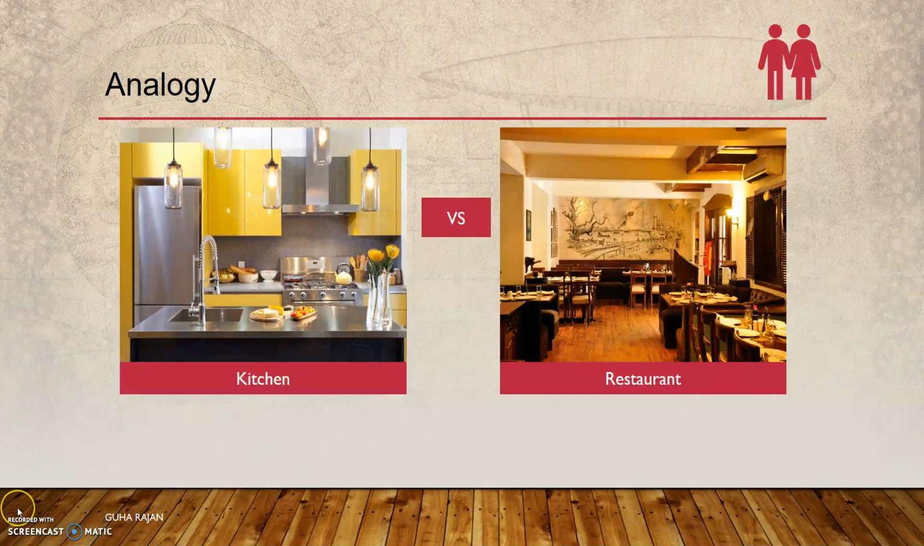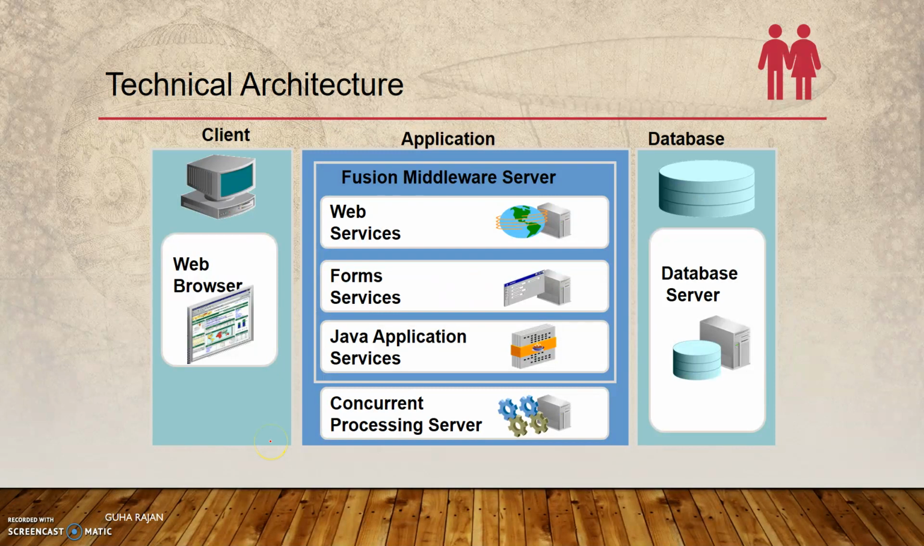Now, let us take this example into our ERP application. Based on that example, comparing a kitchen with the restaurant, the end product is food which a person could consume, but how it is offered is different. So in case of kitchen, you own all the assets, whereas in case of a restaurant, you don't own any of the assets. So that is how the cloud and on-premises work as well.